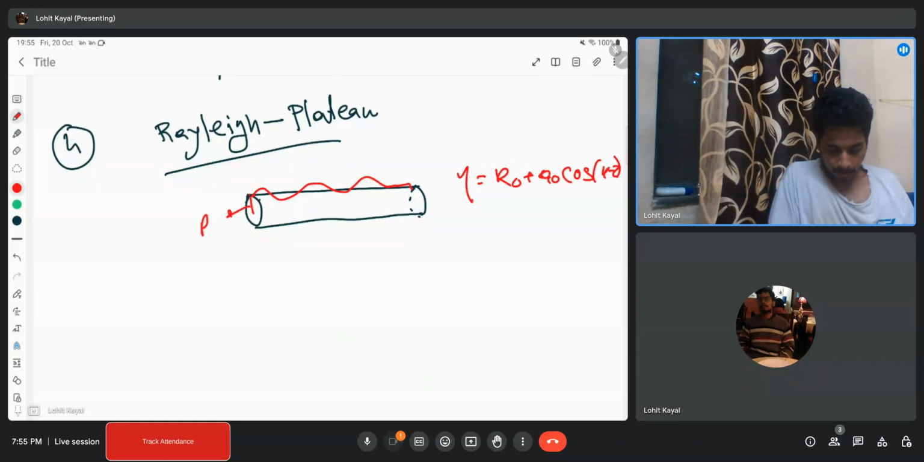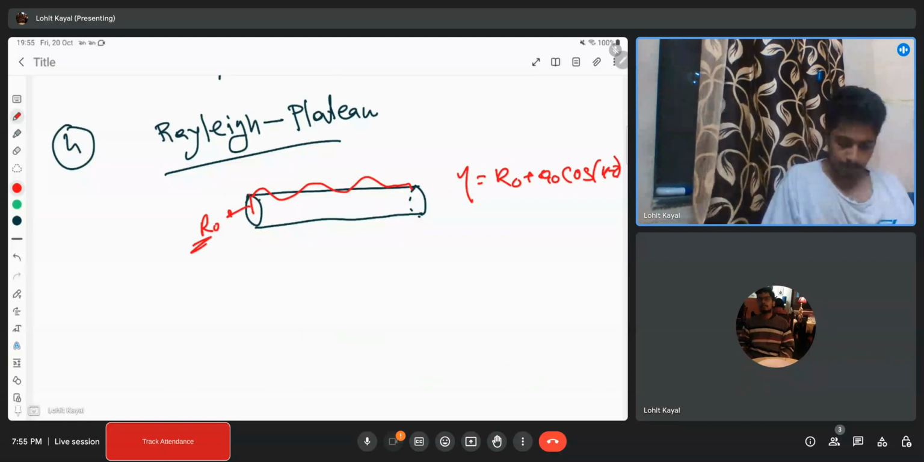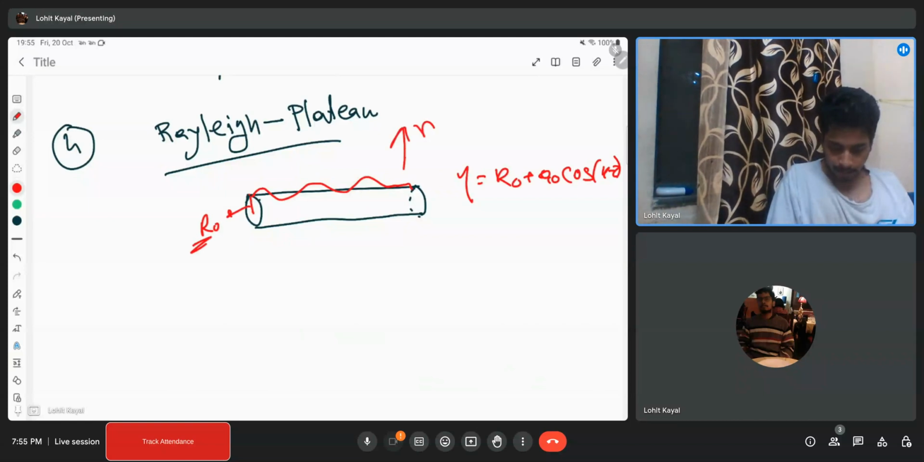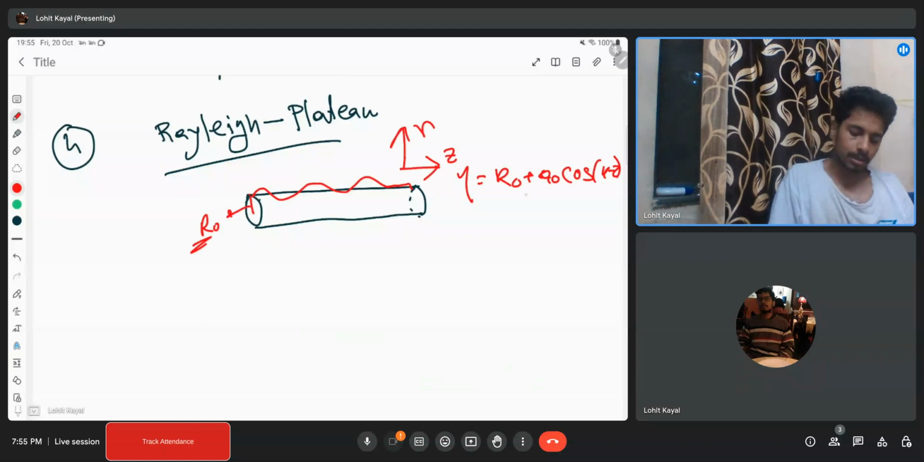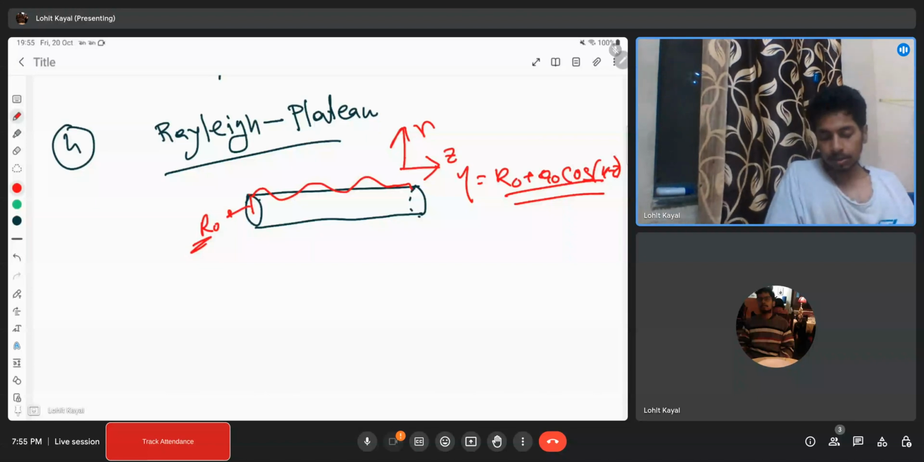This height is r naught. This is the undisturbed liquid jet radius, and this is your r direction. This is your z direction. The oscillation is along the z axis. Okay, r naught plus a naught cos kz. Then you ask the question: is this situation stable?